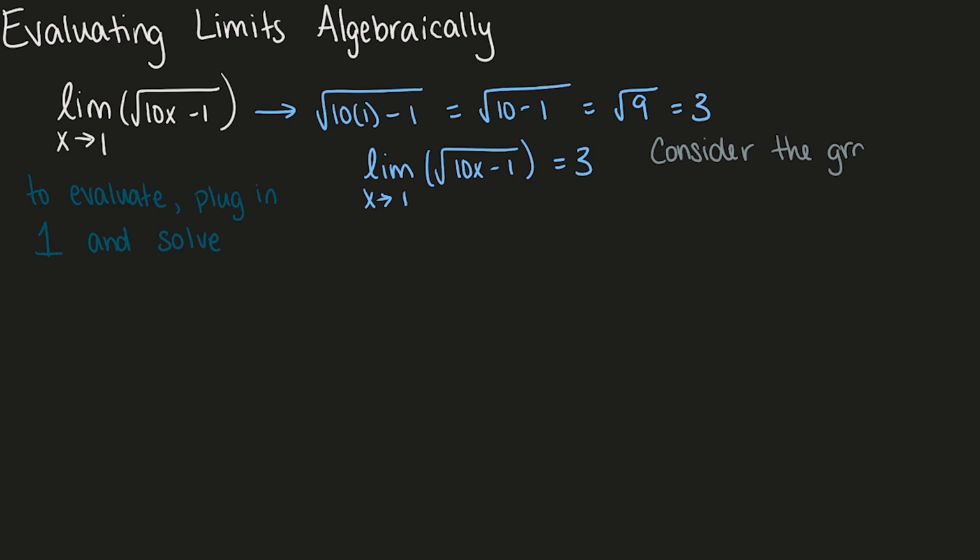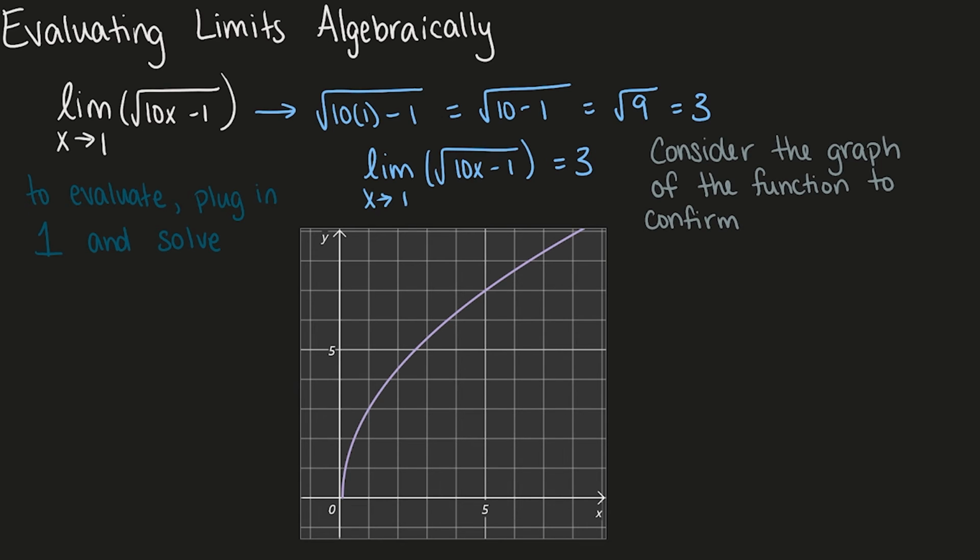Let's consider the graph of this function to confirm. So as x approaches 1, which is here, as we approach 1 from the left, we're approaching the value 3. And as we approach 1 from the right, we're also going to 3, which means our limit is correct.